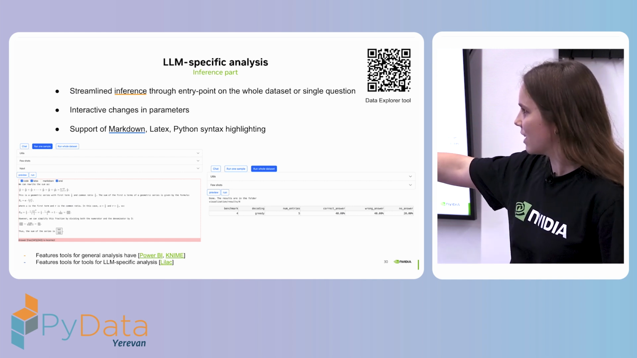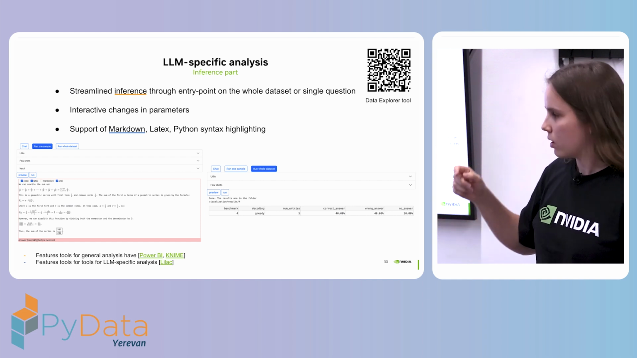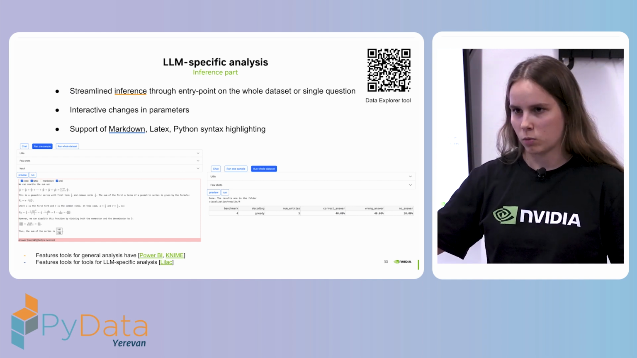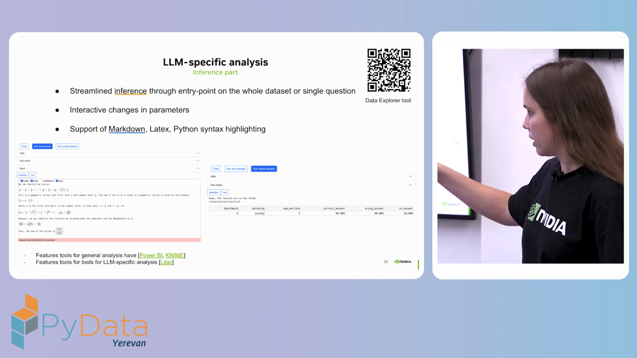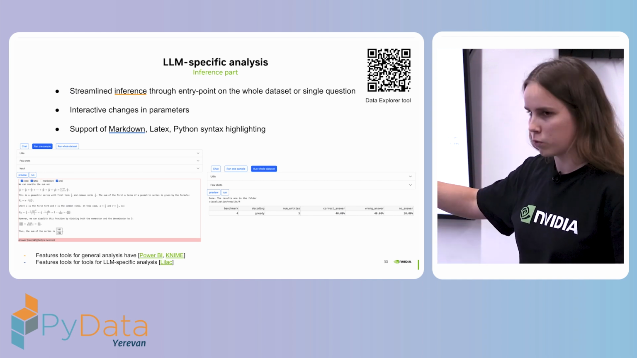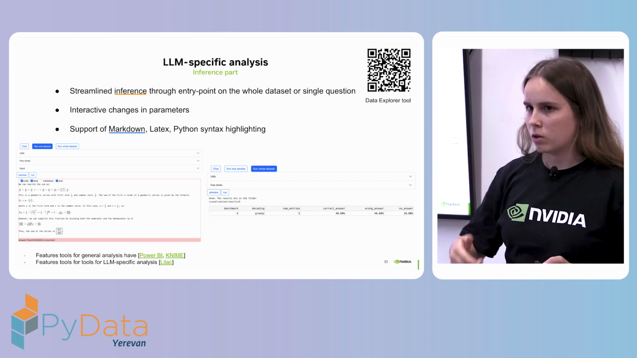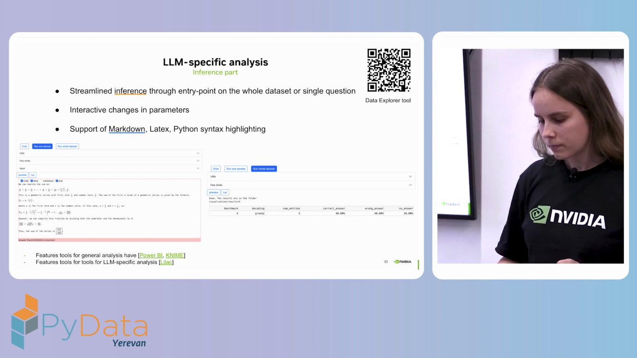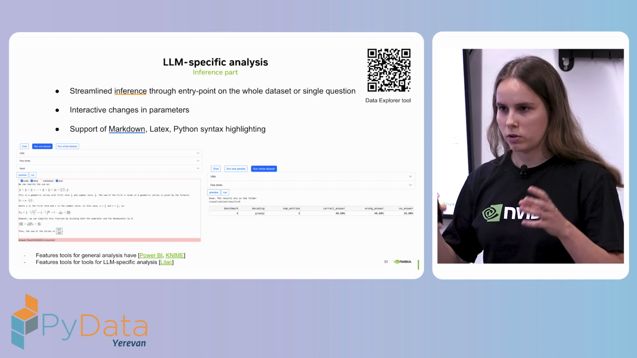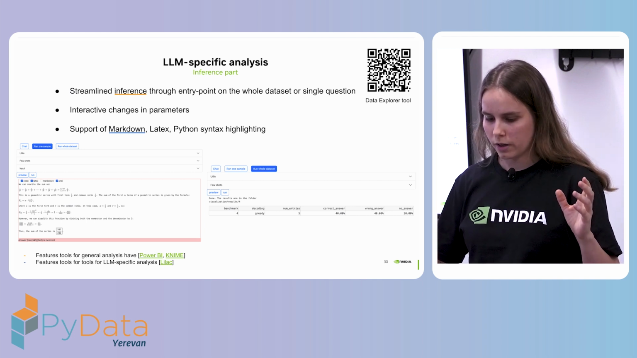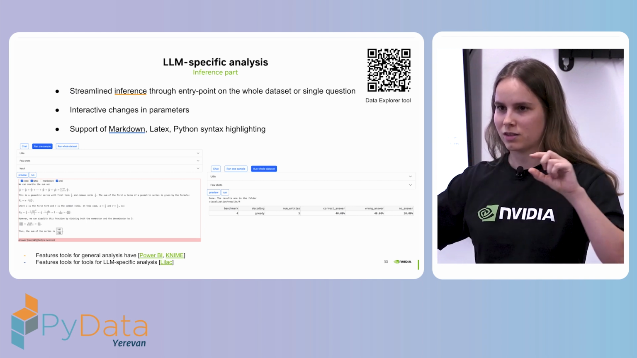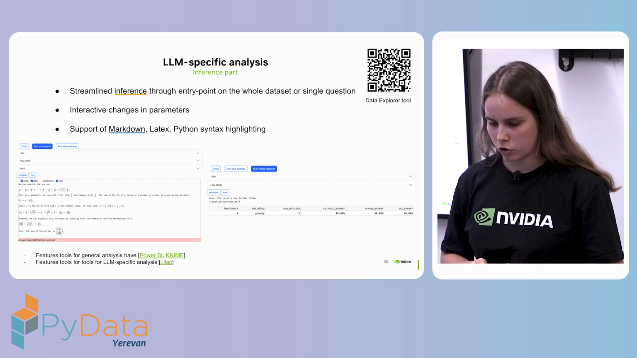So we have the run one sample mode, where you can send a single question to the model and get responses. It will be validated, and all formulas will be rendered. And we have run whole dataset mode, where we do the inference on the whole dataset. Then the model will produce statistics only, and it will write down the path where we can find the generation.